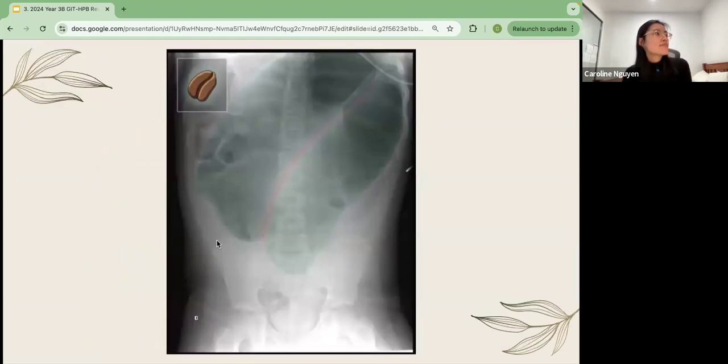So there's markedly dilated bowel that's in green, and it extends obliquely from the right upper pelvis into the left upper abdomen. And then the red overlay is the double wall thickness of the two bowel loops. This is a coffee bean sign.